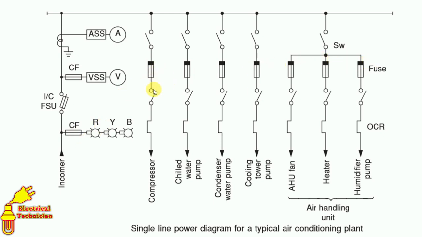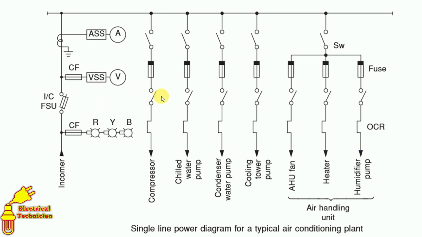After fuse, power supply goes to contactor. This is a symbol of contactor. After this is our overload relay. Now after this, power supply is distributed for different purpose. Like this supply which is going is for compressor. Similarly, this supply is going for chilled water pump. This supply for condenser water pump. In this way, this is for cooling tower pump. This is for AHU fan. This is going for heater, and this supply is going for humidifier pump.